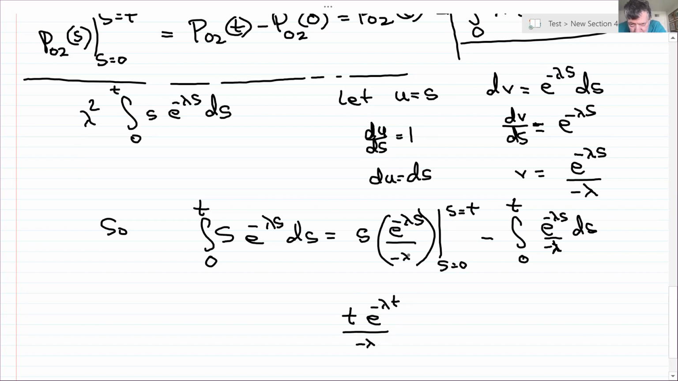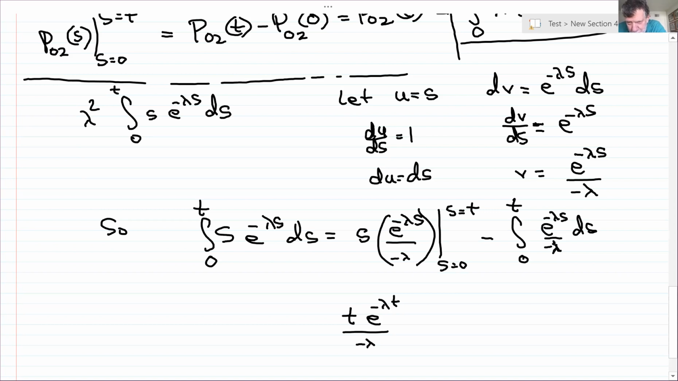That's when s is t. And when s is 0, what do you get? When you put in 0 for s, it just goes away, right? 0 times something is 0. So this is all you get from this part of it. Let me make sure of that. T e to the minus lambda t over lambda. Yeah, that's right. And now what about this integral over here?